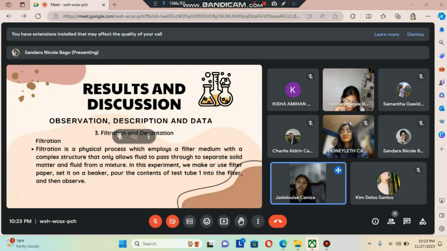The third station is filtration and decantation. Filtration, the physical process of filtering, uses a filter medium with an elaborate structure that only allows fluid to pass through in order to separate solid materials and fluid from mixtures. For this experiment, we use a filter paper, set it on a beaker, fill the filter with the contents of test tube 1 and then observe.